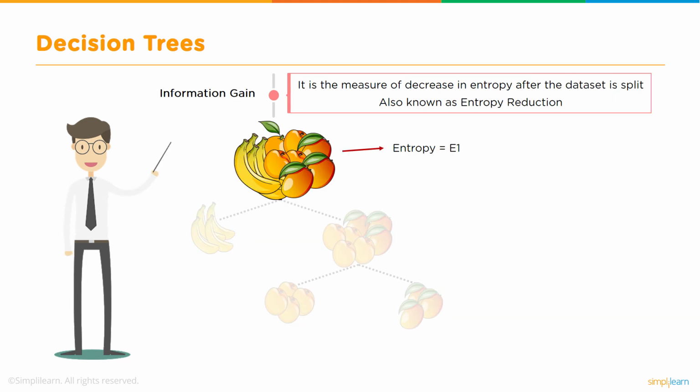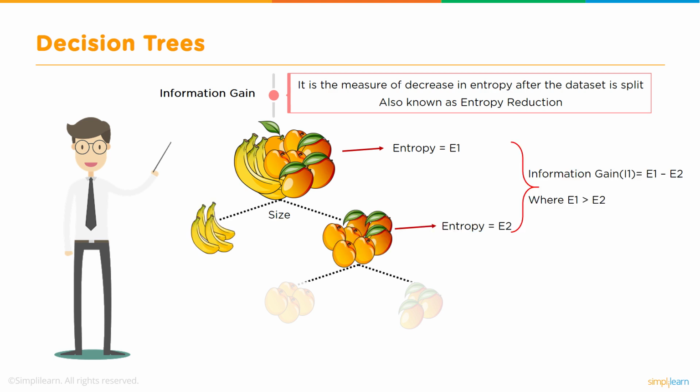Information gain. It is a measure of decrease in entropy after the data set is split, also known as entropy reduction. So we look over here and we have an entropy equals E1, and the information gain as we split the bananas out, the size becomes smaller, and you'll see that E1 is going to be greater than E2, where we measure E2 of the apples and oranges in this case.